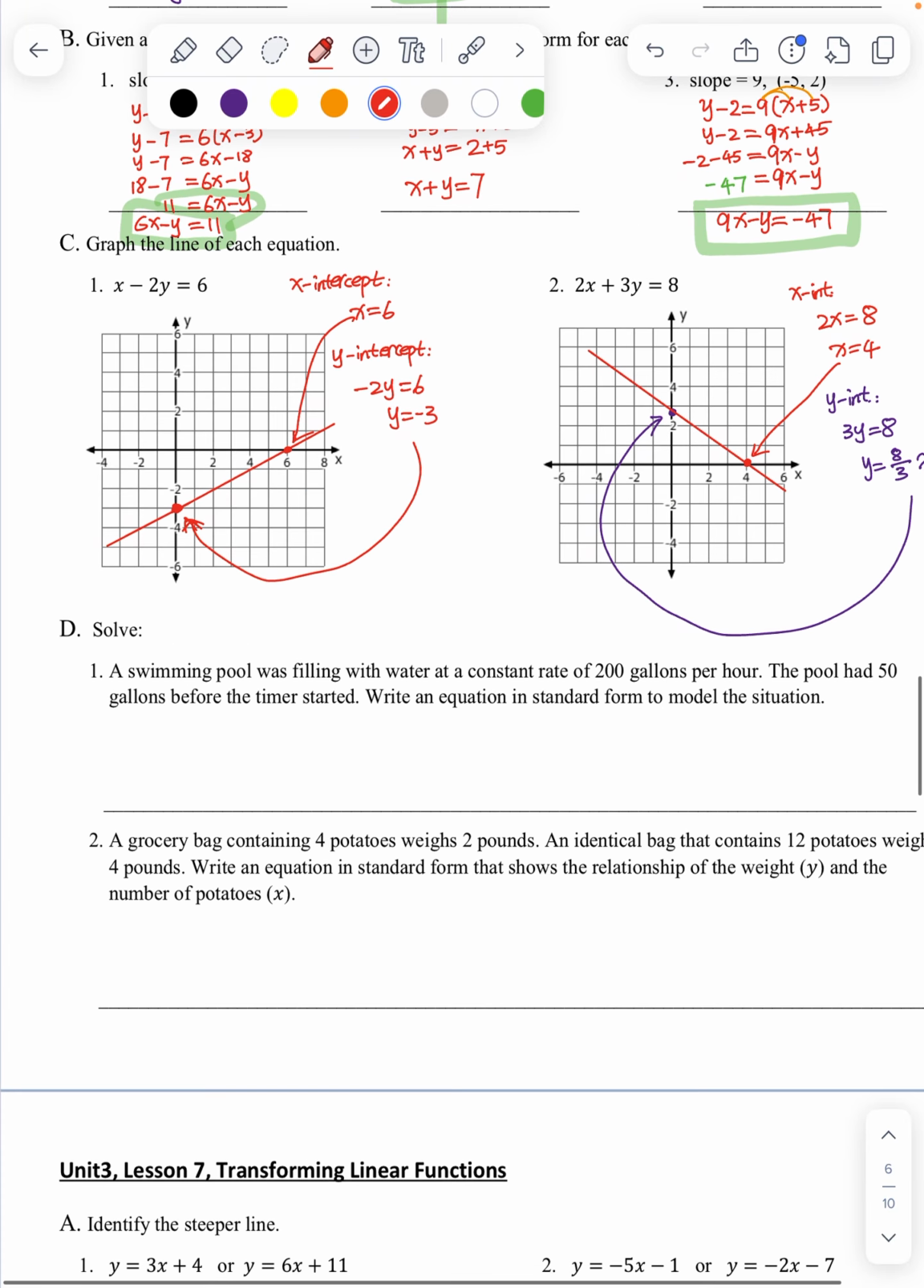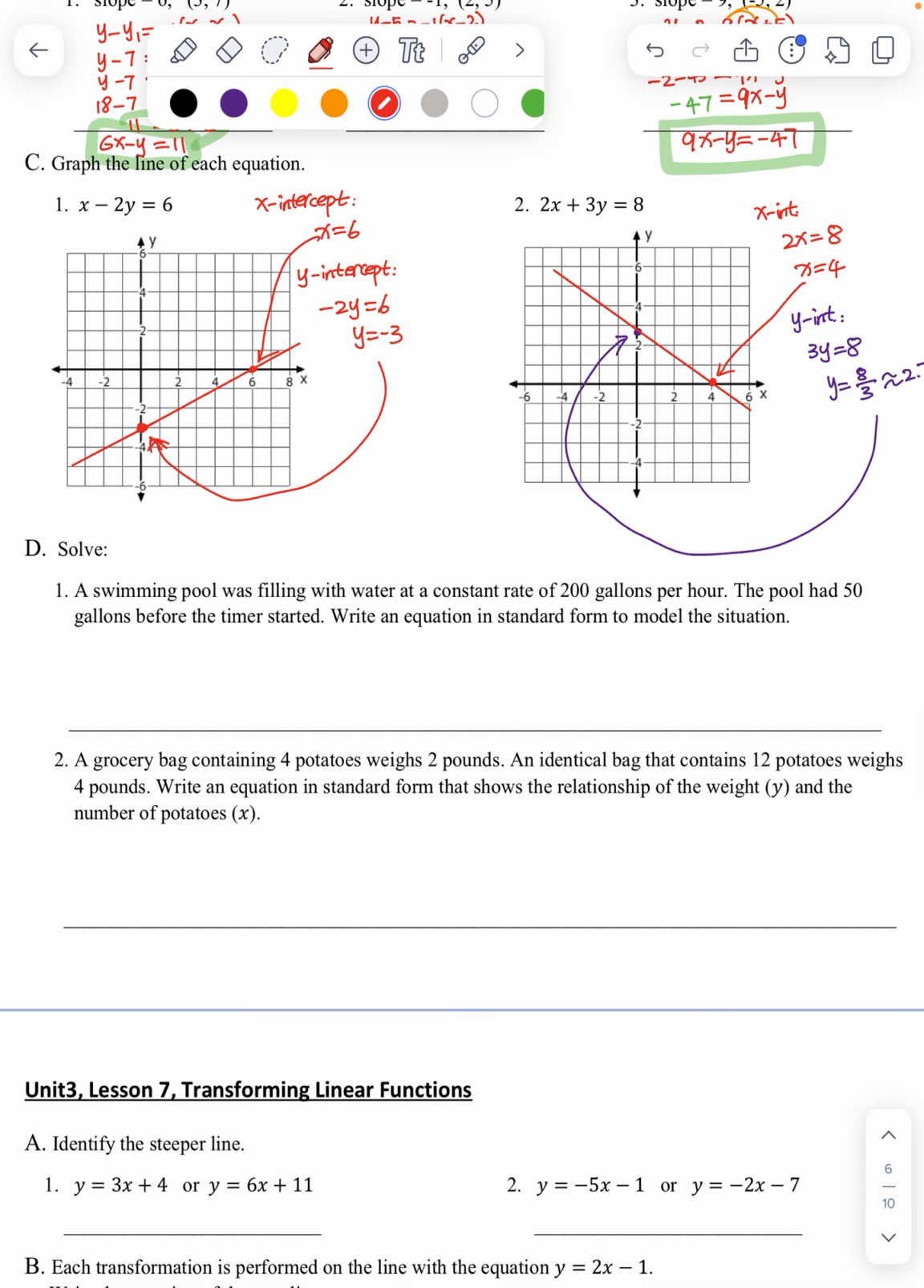Okay, word problem. A swimming pool was filling with water at a constant rate of 200 gallons per hour. Whenever you see some number per something, that means this number is a slope. It's a rate of change. It's going to be this number multiplied by x. Most of the time, this is the slope. So it's going to be 200 times x or something.